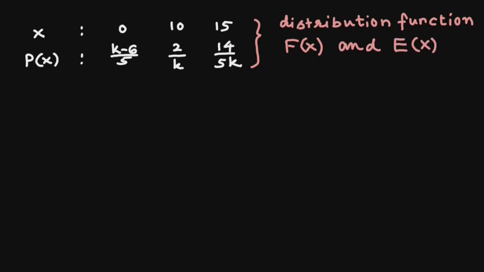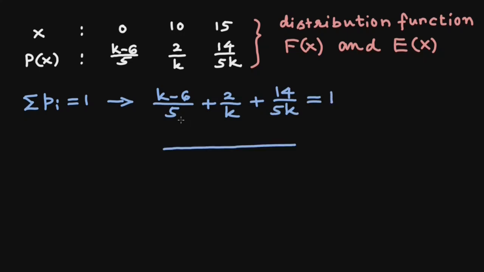First we will find k. For that we will use that the sum of probabilities is 1. So k minus 6 upon 5, plus 2 upon k, plus 14 upon 5k is 1. LCM of 5, k and 5k is 5k. 5k upon 5 is k. So k into k minus 6. 5k upon k is 5, plus 5 twos are 10, plus 14 equals 5k.